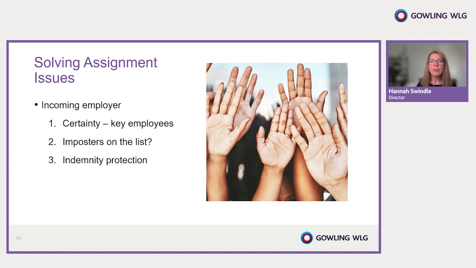Having a list of transferring employees is not going to prevent other employees who haven't been included claiming that they should have transferred after the event. So the incoming employer is still going to need some indemnity protection against costs arising from claims from those unexpected transferring employees, otherwise known as woodwork employees. And protection would often include the costs of making those people redundant after an unexpected transfer.